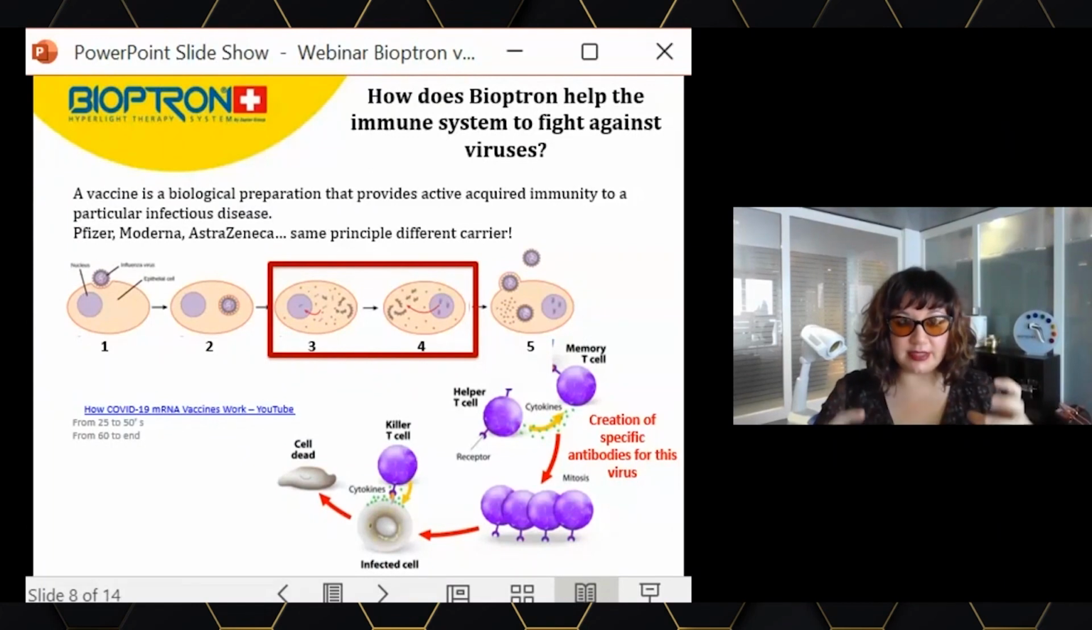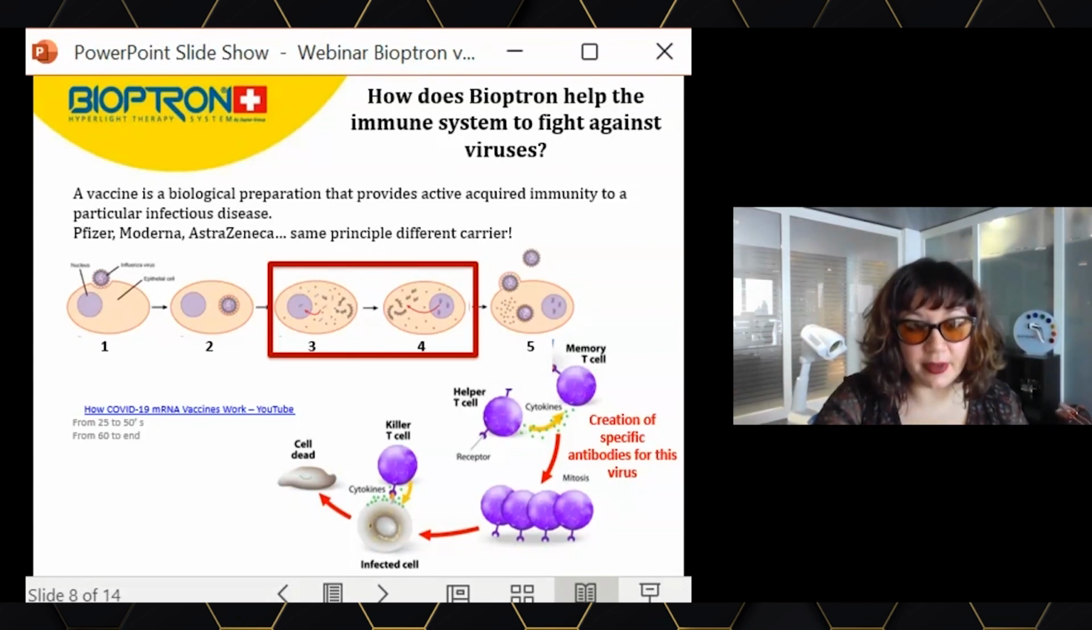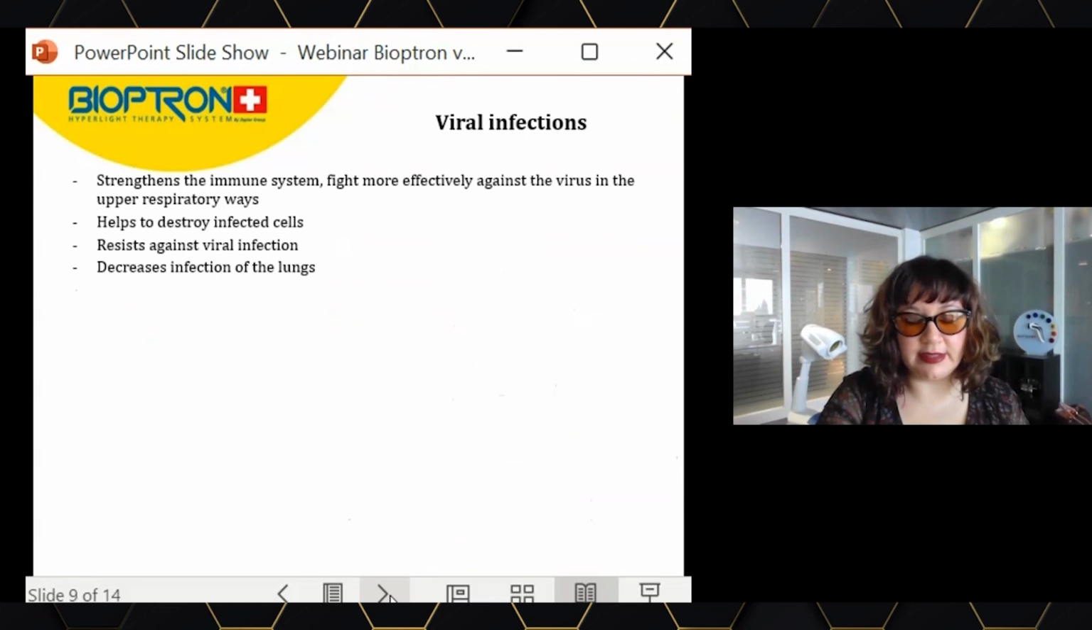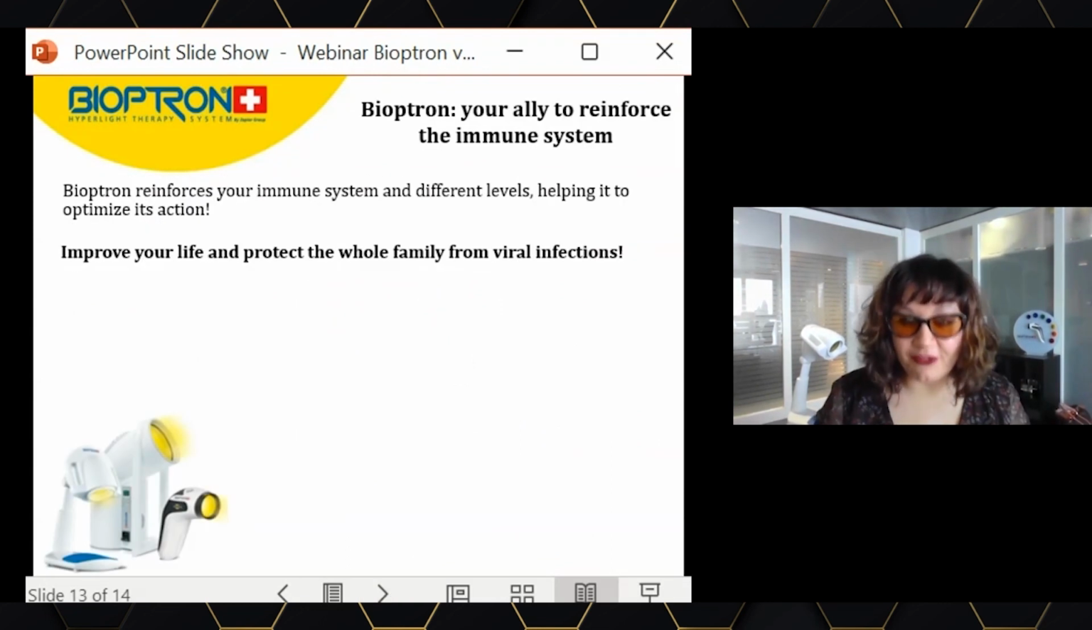So I hope it's clear now how the immune system works. It's very simple as I explained today, but you can see how important the immune system is and the interaction between cells, and how Bioptron can help by stimulating the cytokines and boosting the interaction between different cells in the immune system to fight against external pathogens. I hope I have convinced you that Bioptron is very important in reinforcing your immune system at different levels of the process and will help the immune system to optimize its action.